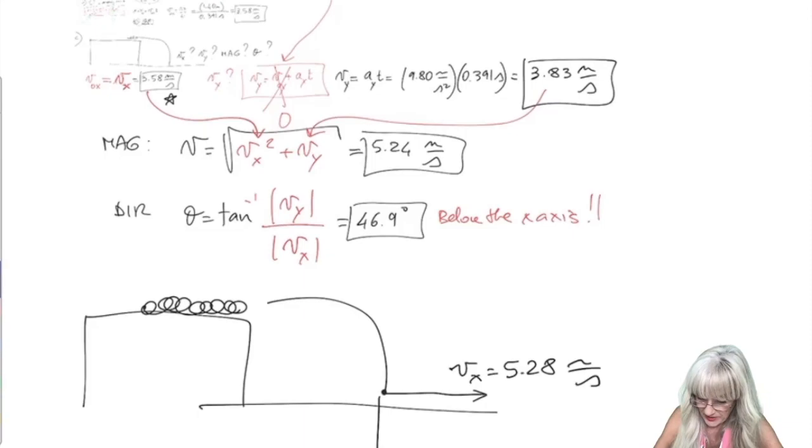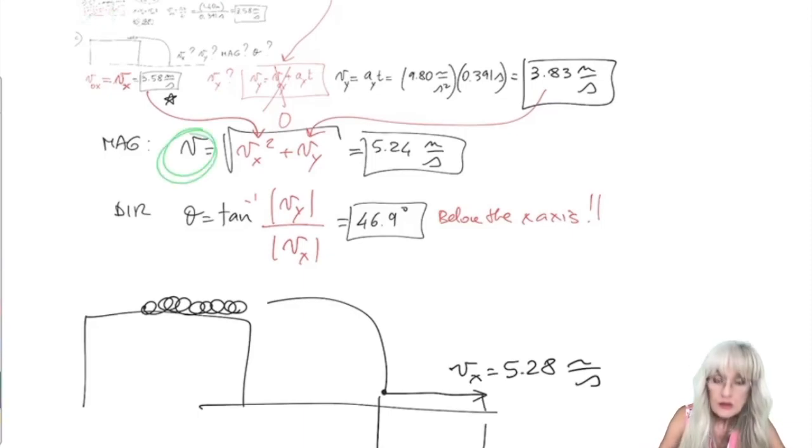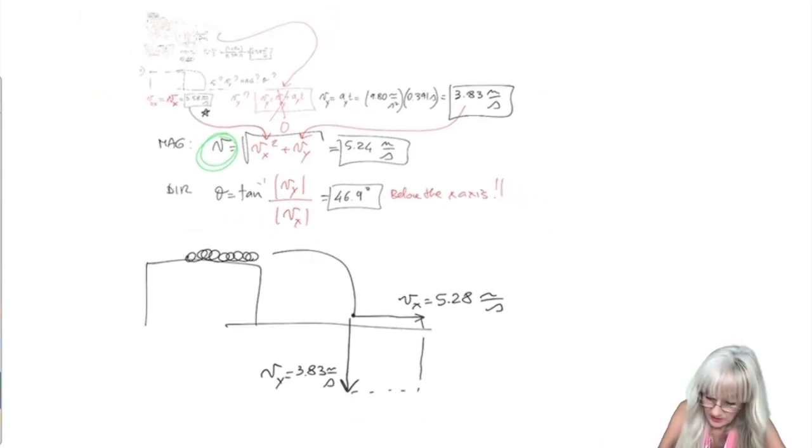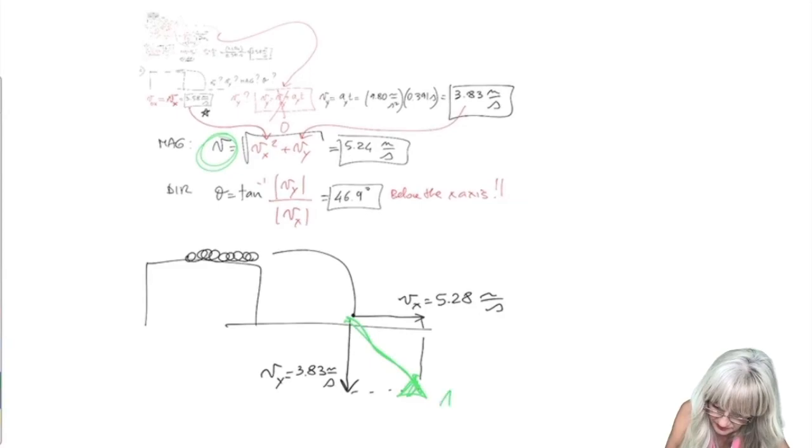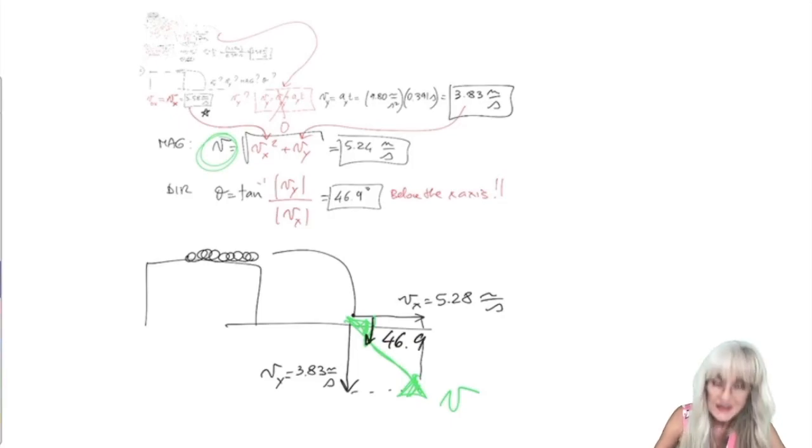I'm going to do the parallelogram, and the final V in green will be the diagonal. This is V, the final. The angle is this one, counterclockwise down from the x-axis, 46.9.